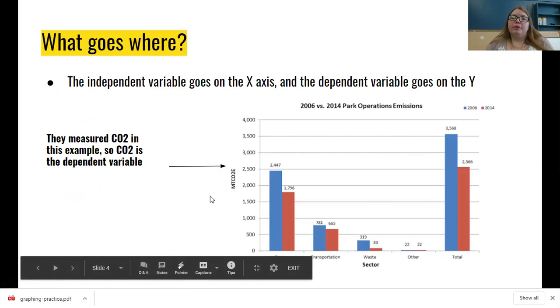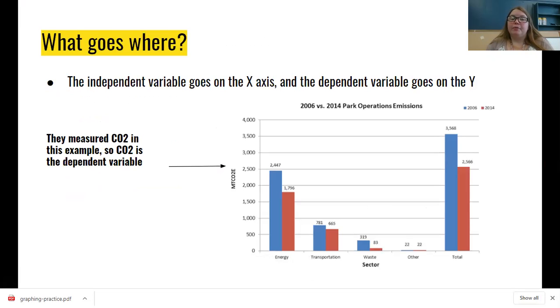All right, so when we're graphing, this is going to be connected to our variables. The independent variable, sorry, goes on the x-axis, and the dependent goes on the y. So here's another graph example. They measured CO2 or carbon dioxide emissions during park operations for like a national park. So they measured the amount of CO2, so that makes it the dependent variable, and we see that they put that on the y-axis. And on the x-axis, they were looking at different modes of CO2 emission.